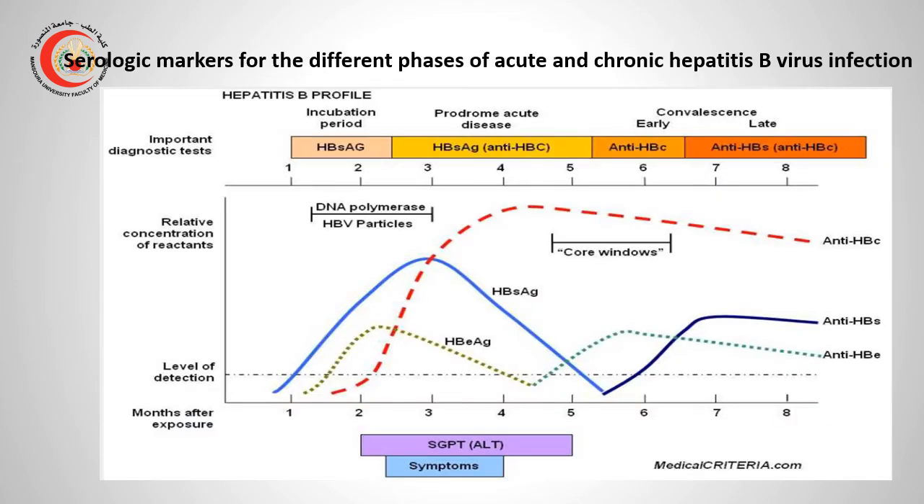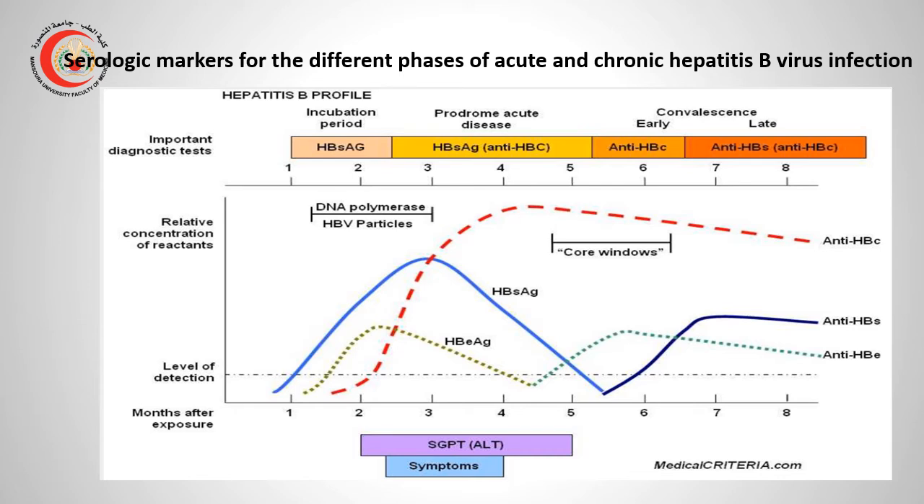This figure shows the serologic markers for different phases of acute and chronic hepatitis B virus infection. It may help us to understand the previous table. As we see, the hepatitis B S antigen starts early and reaches a peak, then decreases, followed by the appearance of the anti-hepatitis B S antigen. In the period between the S antigen and the S antibody is the core antibody, the total core antibody.